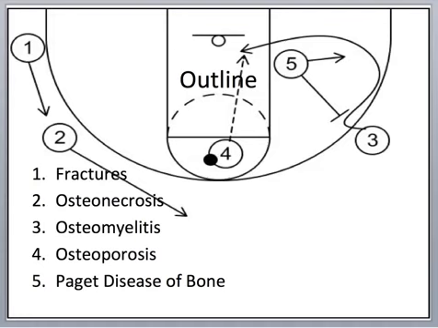In this chalk talk, we're going to go over the non-neoplastic bone pathology playbook. Number 1, fractures, will pass to number 2, osteonecrosis. Number 3, osteomyelitis, will set a back pick on number 5, Paget disease of bone, and the ball from osteoporosis will be passed to number 3, osteomyelitis, for 2 points.